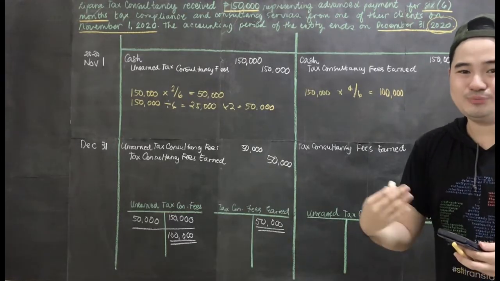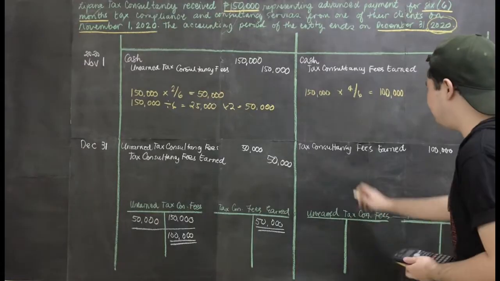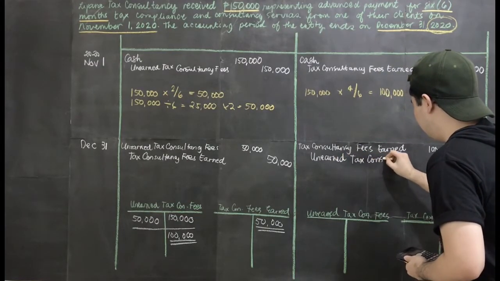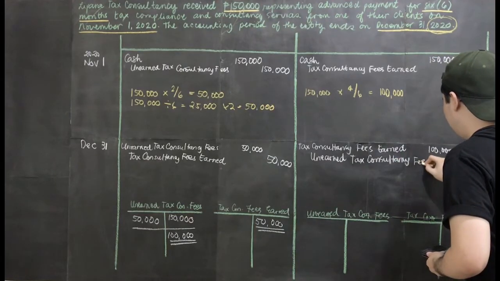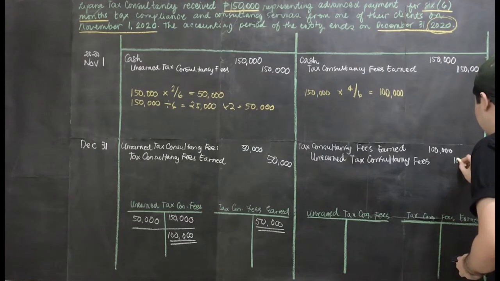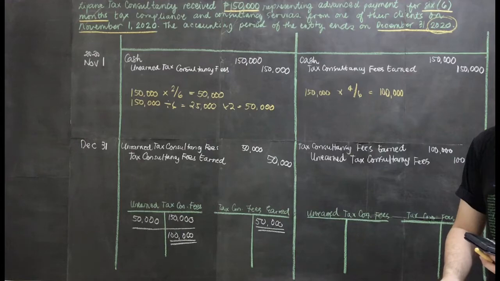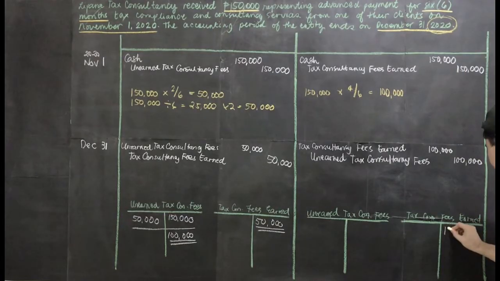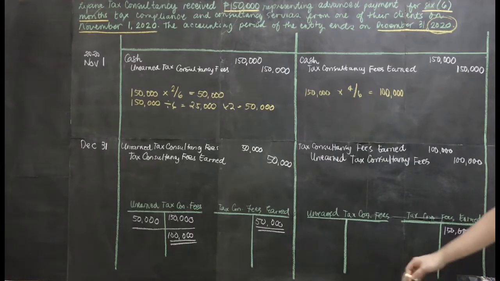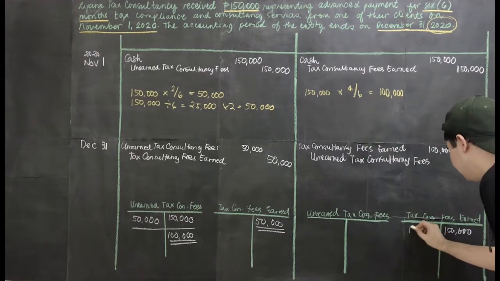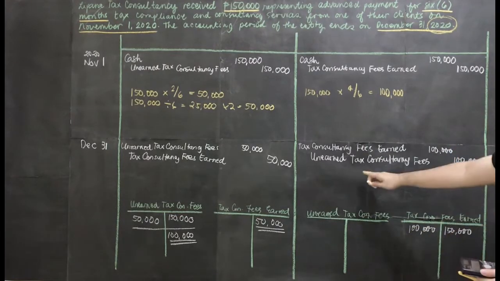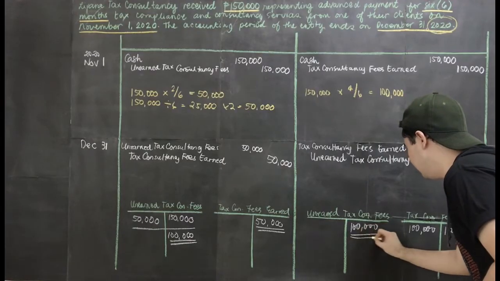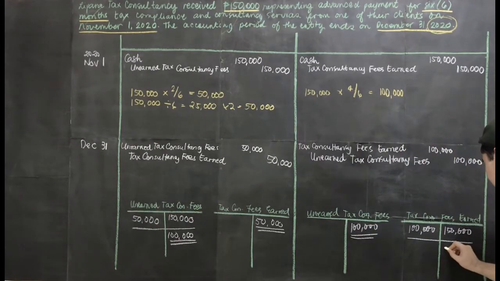And then we record the remaining unearned portion on the unearned tax consultancy fees account for the same amount of 100,000. Okay, so we post the entries. Debit cash 150,000, credit tax consultancy fees earned for 150,000. And then debit tax consultancy fees earned 100,000. And then credit unearned tax consultancy fees for 100,000. 150 versus 100 gives you 50,000.